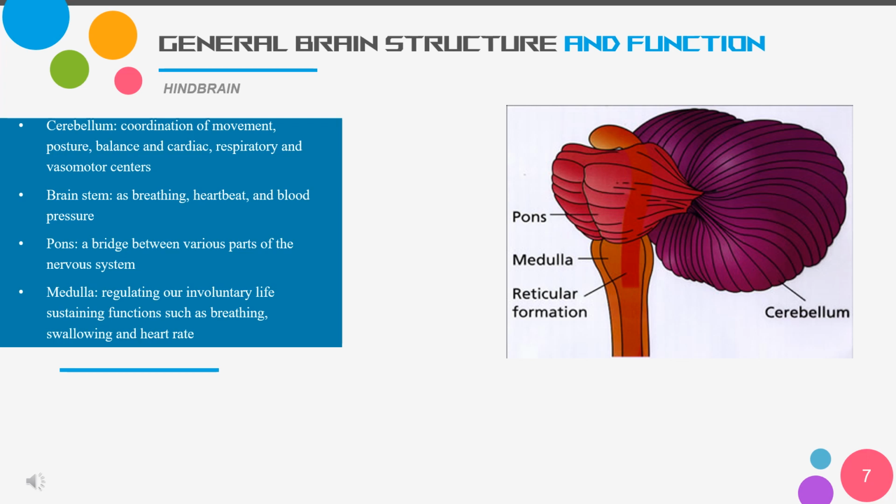The third one is the pons. The primary role of the pons is to serve as a bridge between various parts of the nervous system, including the cerebellum and cerebrum. And then the last one is the medulla. The primary role of the medulla is regulating our involuntary life-sustaining functions such as breathing, swallowing, and heart rate.